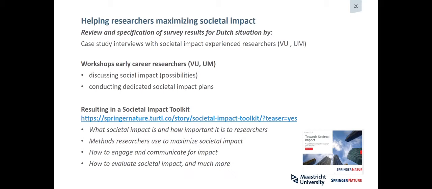There's plenty of advice and insights from researchers' interviews, as well as further reading resources to help researchers find out more about societal impact as such and how to increase it and create societal impact for your own research.